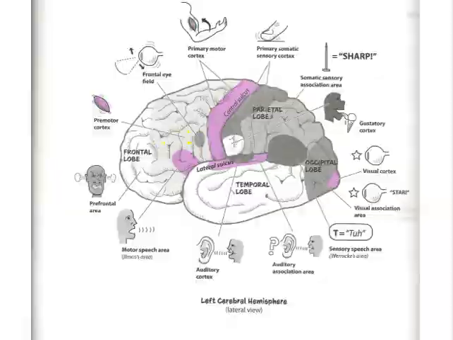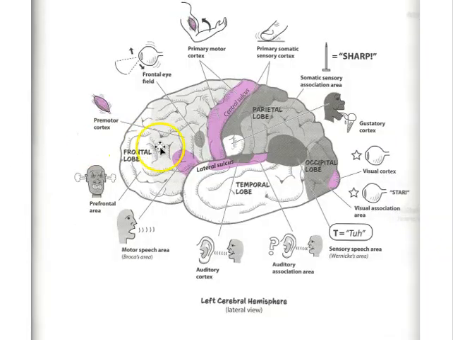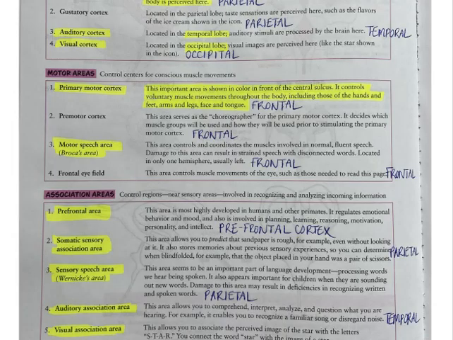And the last region of the frontal lobe is what's referred to as the frontal eye field. That's this little region right here in dark gray. The frontal eye field is the area that controls muscle movements of the eye, including those that are allowing you to see what you're looking at right now and read it clearly.